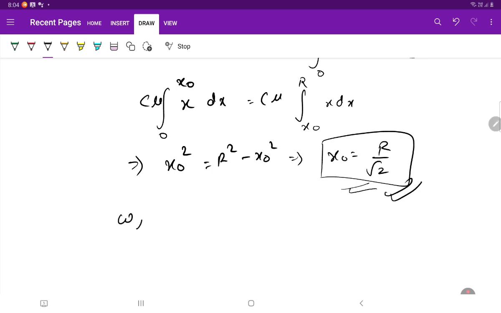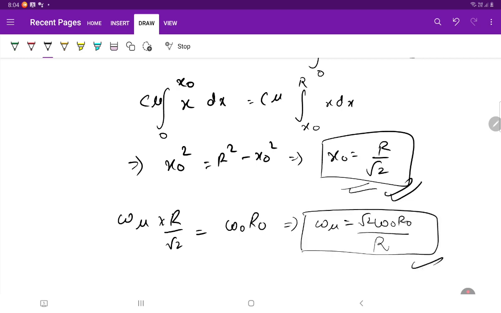So I can say omega mu into r by root 2 is equal to omega naught r naught. Omega naught r naught is the velocity of the cylinder's contact point, which will be equal to the velocity of the disk's contact point at x equals r by root 2. From here you will get omega mu is equal to omega naught r naught into root 2 by r. So that's the answer to the first part.